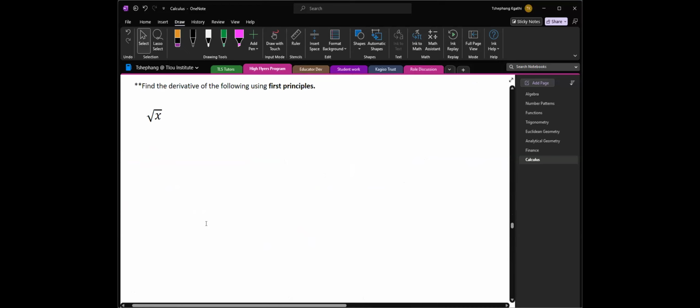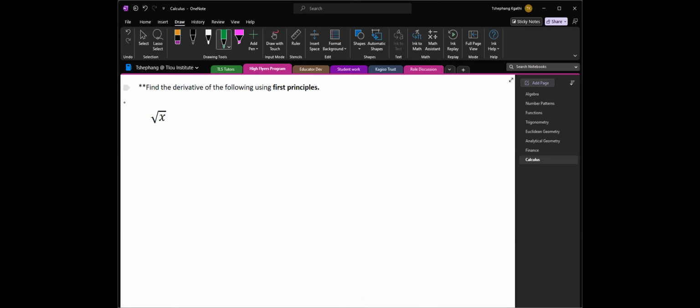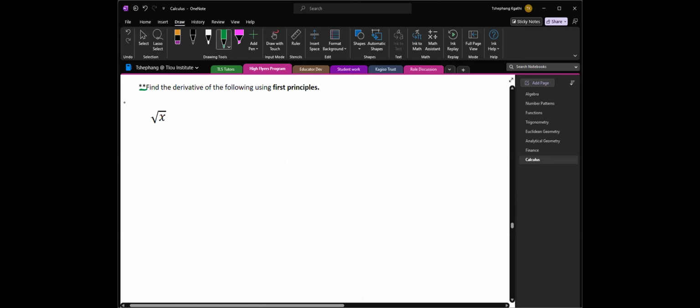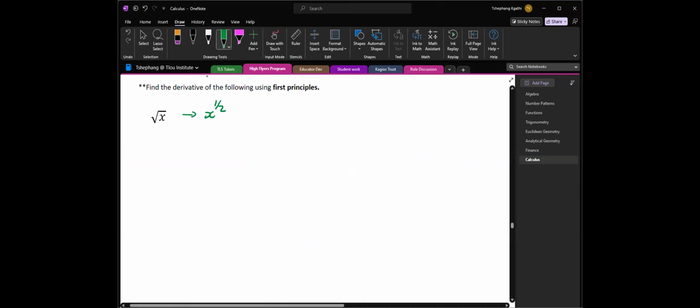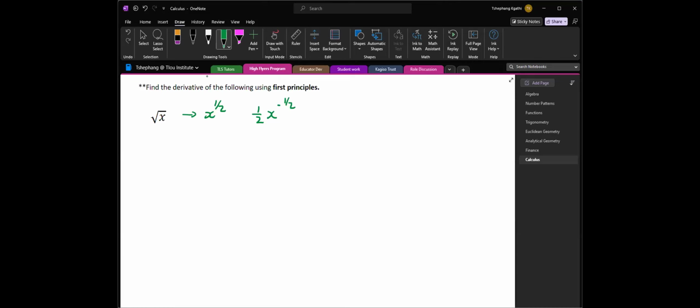Just look at this one here. Right, so they put 2 asterisks there to show that it might be a bit of a challenging question. They want you to find the derivative of the following using first principles. We know that this is the same as x to the power of a half. If you differentiate, you're going to have half of x to the negative a half. Okay, but they want us to use first principles. How do we even go about that?